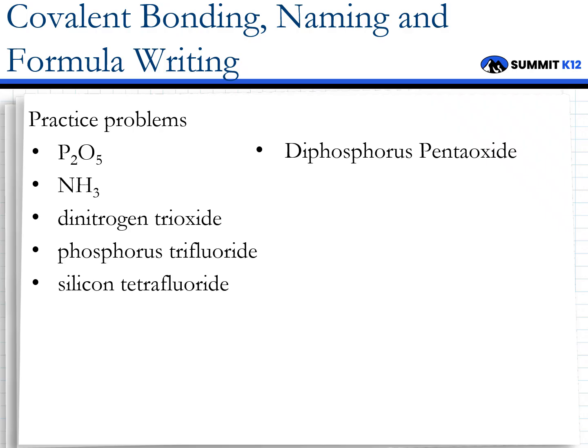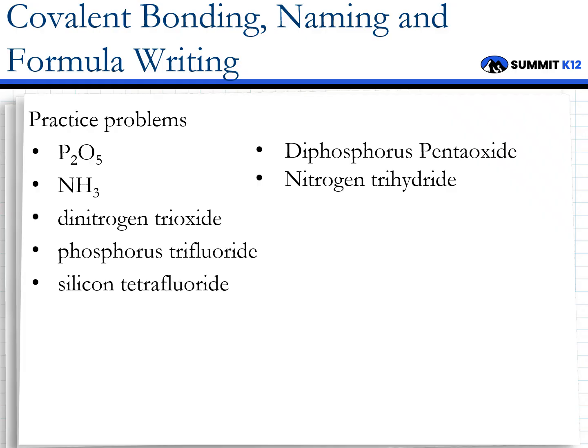Alright, so we have 1 nitrogen and 3 hydrogens. We don't need to put the mono on 1 because it's first. So we have nitrogen trihydride.